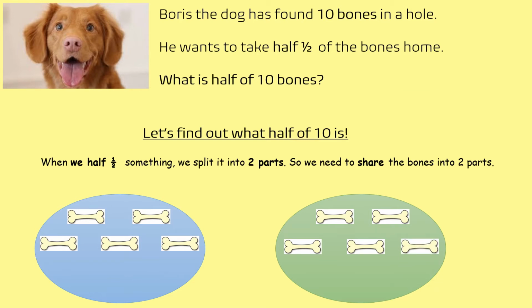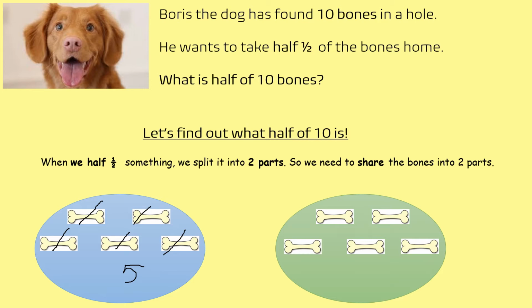Now, children, remember that if we split something in half, if we're halving something, both groups have to be equal. Both groups have to be the same. So let's check that both groups have got the same amount of bones. Let's count them. So this group, the blue group, has got 1, 2, 3, 4, 5. So the blue group has 5 bones.